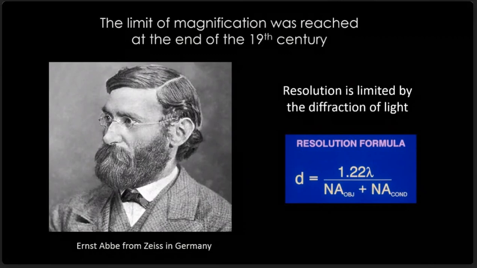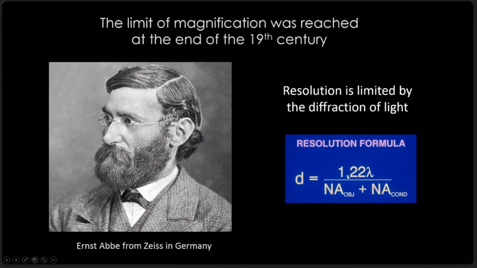Now, to say that we're going to increase resolution, I mean, we all know that the limit of resolution and magnification was reached 130 years ago by Ernst Abbe from Zeiss. And he came up with the formula of the distance. D means the minimum distance between two points. That's the definition of resolution: what is the smallest distance between two points that you can still see as two points and not one point? Because if they're too small, you only see them as one point.